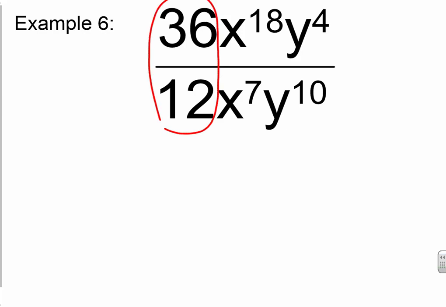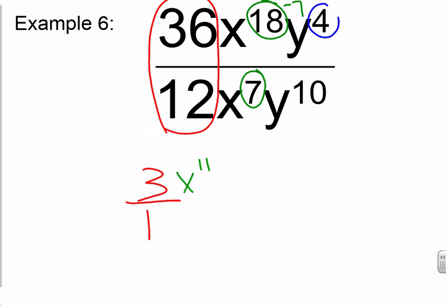Dividing the numbers, we end up with 3. One way or the other, you should have gotten that 36 divided by 12 is 3. And if it helps, you can put it over 1. We're also going to do 18 minus 7, which gives me x to the 11th power. I'm then going to do 4 minus 10, which gives me y to the negative 6th power.